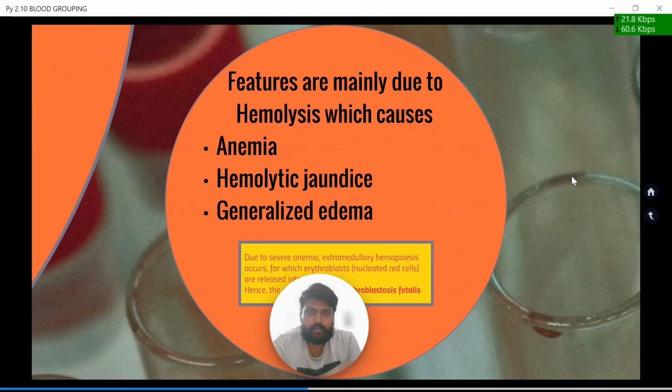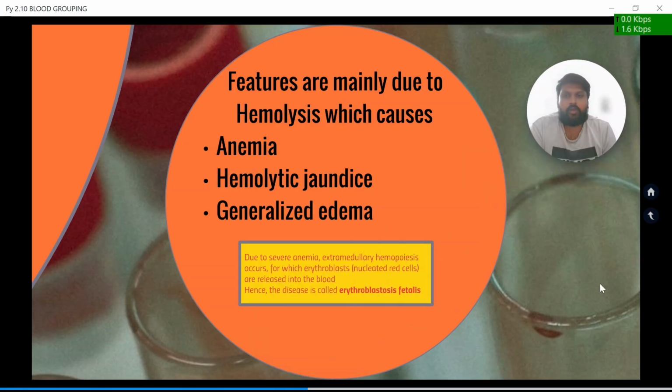What happens is mainly hemolysis. Because of that, you have anemia, hemolytic jaundice, and generalized edema, which can develop. Due to severe anemia, we have extramedullary hemopoiesis, that is, outside your bone marrow. You have a lot of erythropoiesis happening.